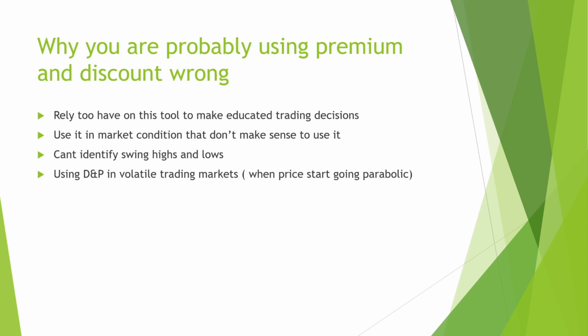You can identify swings and highs and lows. I talked about swing highs and lows in a previous video, check it out. Third, using discount and premium in volatile trading markets when price starts going parabolic. In this case, you just don't trade, because you can get into a position and you will have stop after stop, and you can identify premium and discount only after price forms swings on high time frames.